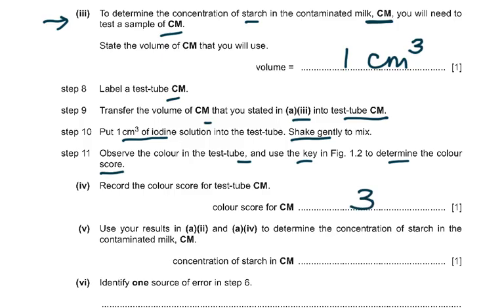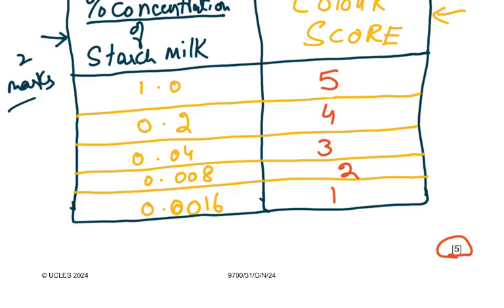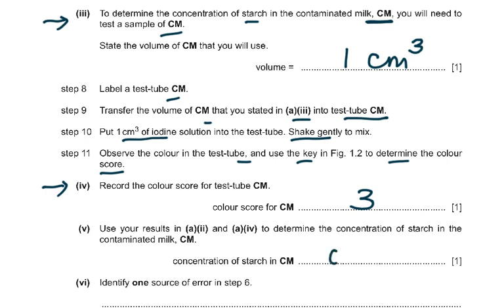Now use your results in A2, which is the previous one, and A4, which is here. Determine the concentration of starch in the contaminated milk cm. When you look at it, where was the score 3? The score 3 was at 0.04. So that's what you have to write, 0.04%.